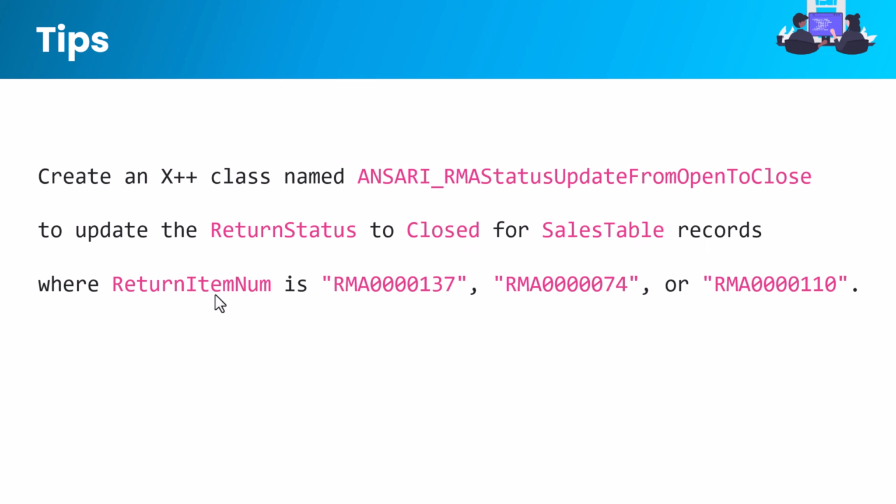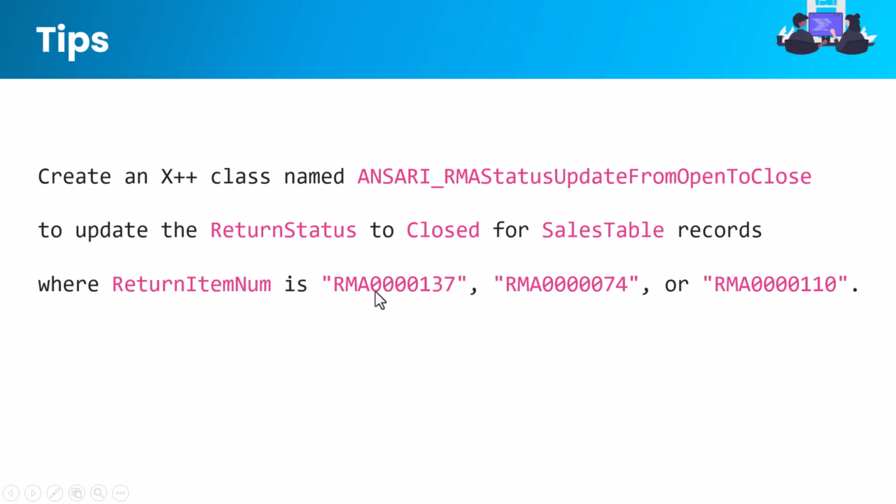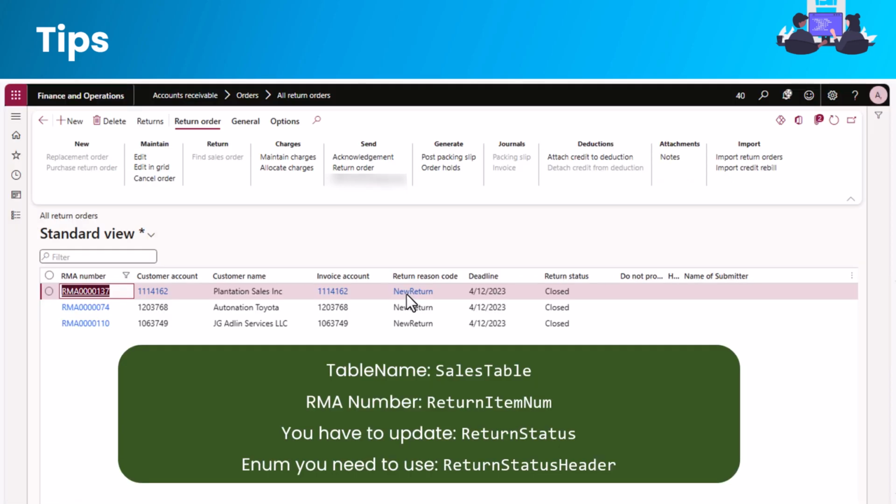And here you can see the return item number. The return item number is nothing but this first column, and I have specified the number here as well. So if this particular RMA number is not present in your environment, then you can change the RMA number based on your requirement, or use whatever data is present in your machine as well. Okay, so if you have any question regarding this, you can ask it in the comment section.